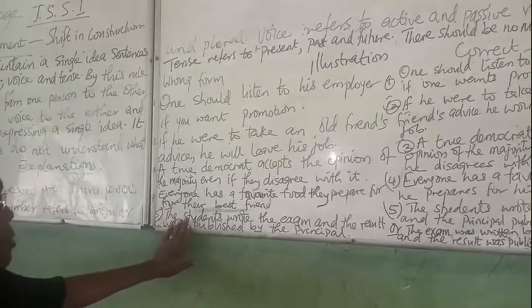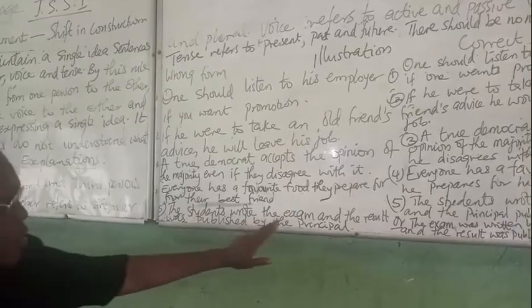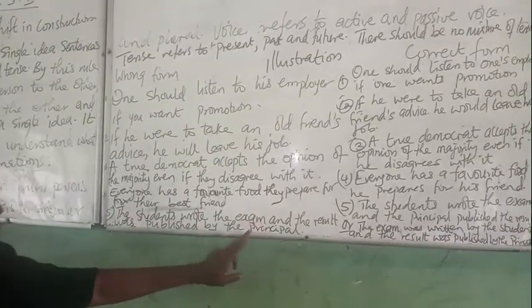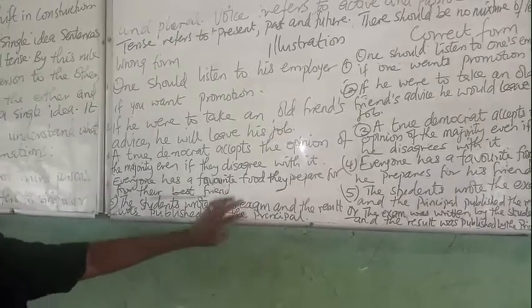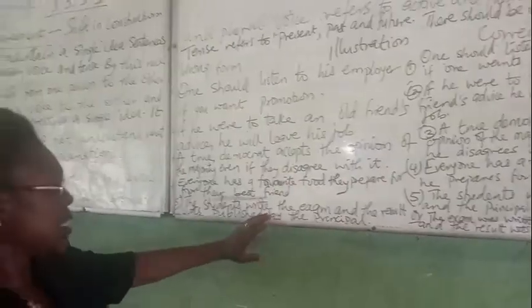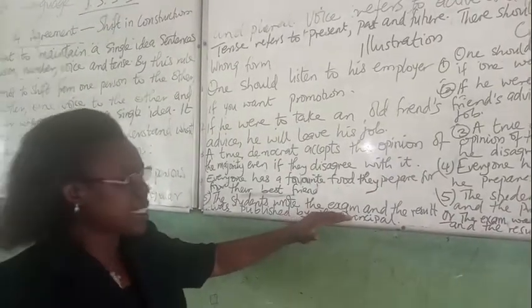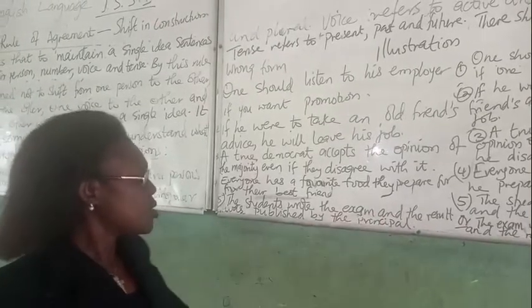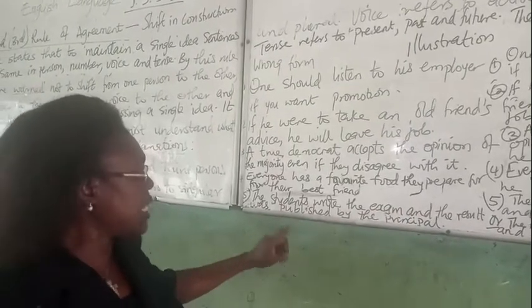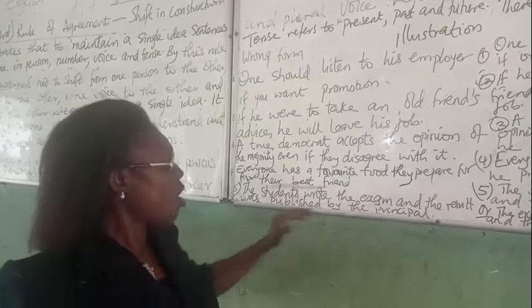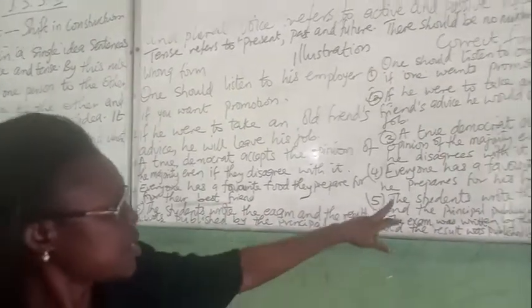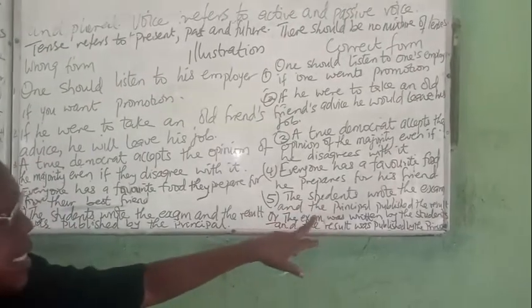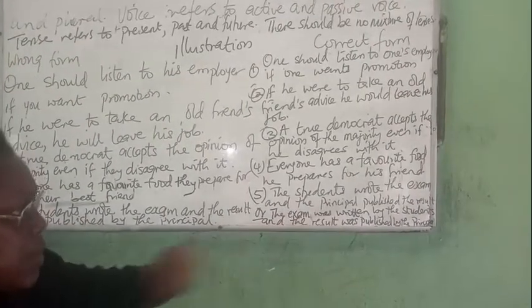Then you have this last one, which is a mixture of tense and voice. The students wrote the exam, active voice, and the result was published by the principal, passive voice. So the mission is not the same. It is conveying a single idea about an examination, so I should maintain one voice. It's either I report in the active or passive. That's why I have: the students wrote the exam and the principal published the result.